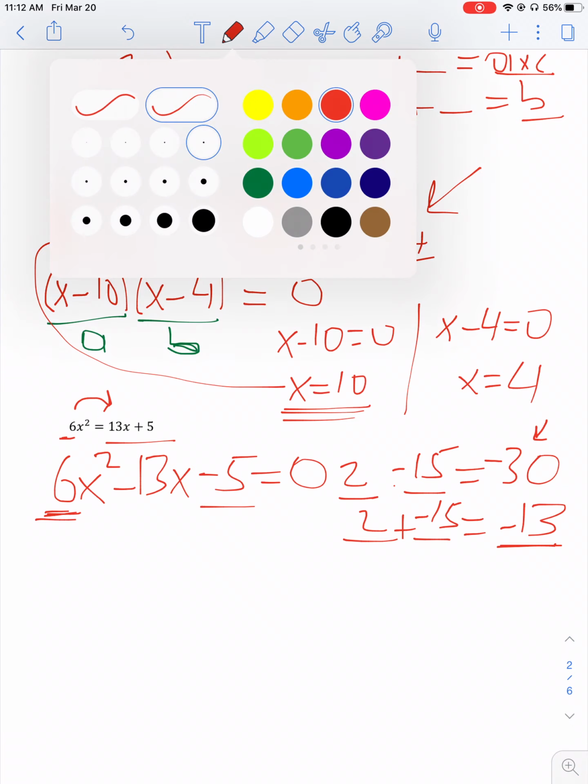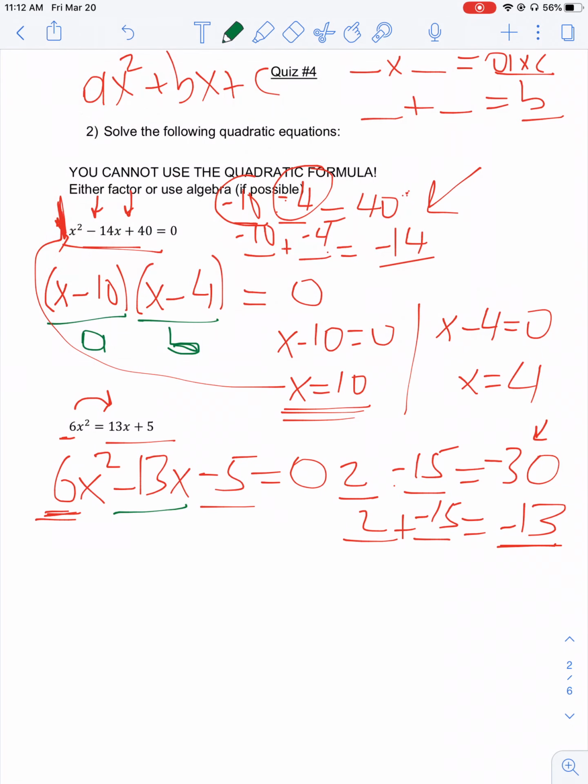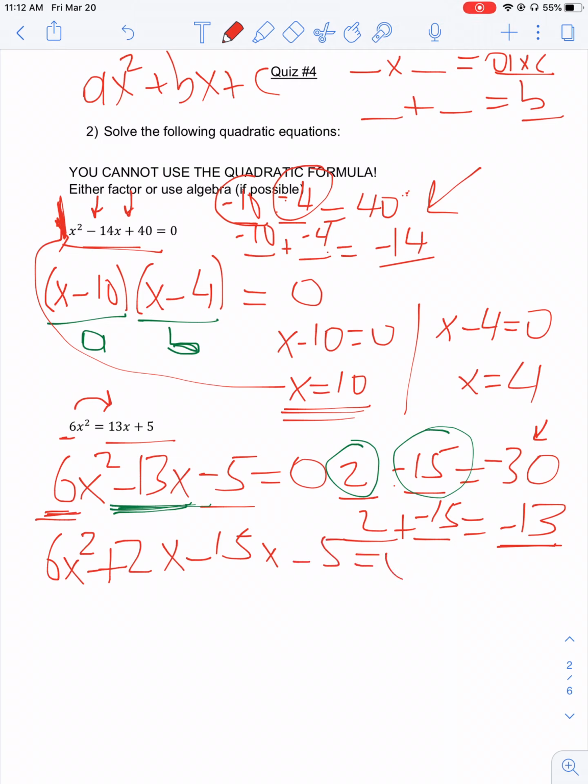Now, all you have to do once you find the combination is to replace this minus 13 with the combination, okay? So I'm going to rewrite this as 6x squared plus 2x, right? I'm just replacing this minus 13x in an intelligent way. So the 2 comes from here, minus 15x minus 5. And again, the whole thing is equal to 0, okay? So plus 2x minus 15x is still minus 13x. So I haven't changed anything. I've just rewritten it in an intelligent way.